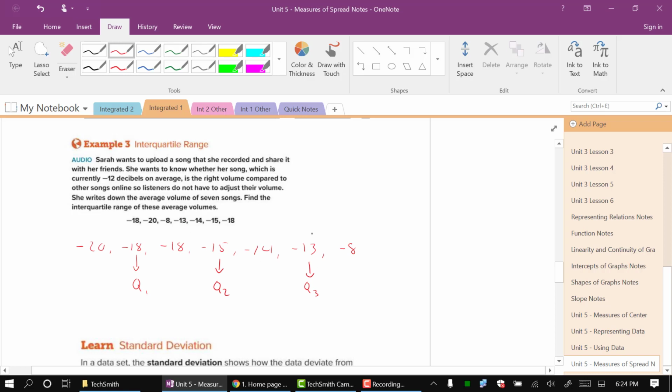Interquartile range. So what we're going to do is subtract what our quartile 1 is from what our quartile 3 is. So in this case, it's going to be negative 13 minus negative 18, which gives us a difference of 5. So our range is 5.